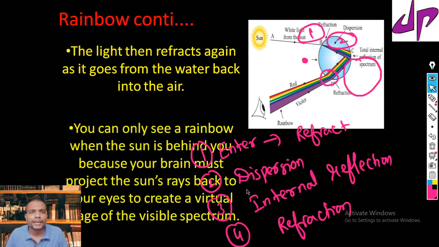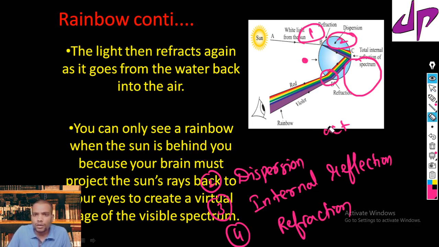We can see a rainbow when the sun is behind you. Always the sun should be behind the observer. This is also one of the reasons, because your brain must project sun rays back to your eyes to create a virtual image of the visible spectrum. So this is how a rainbow forms.